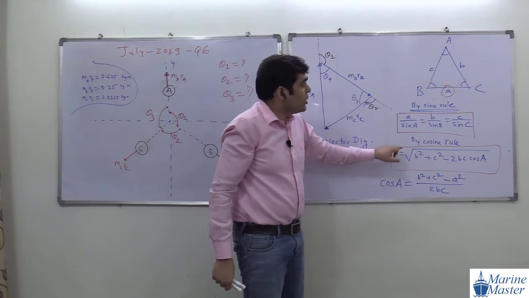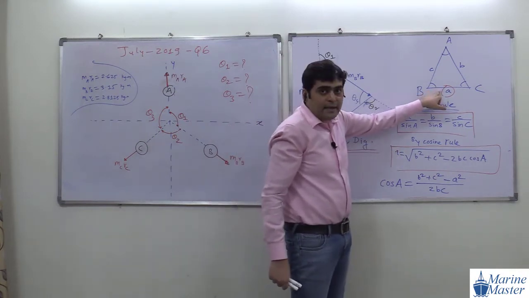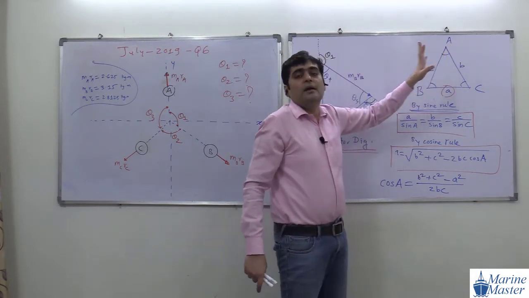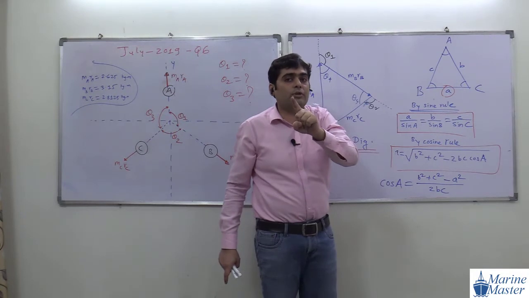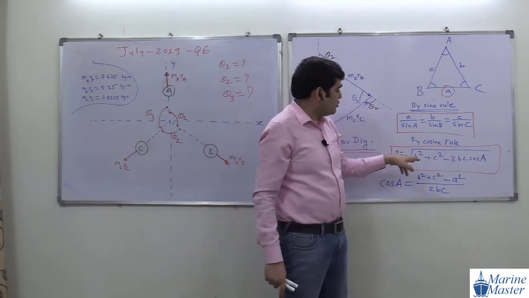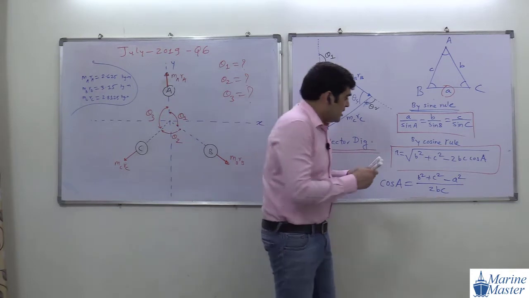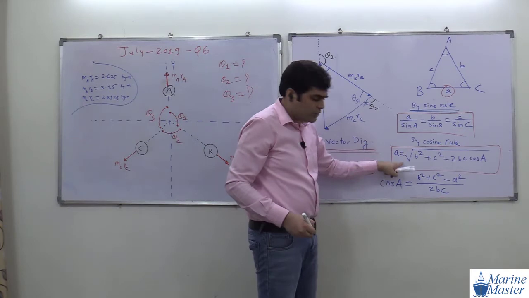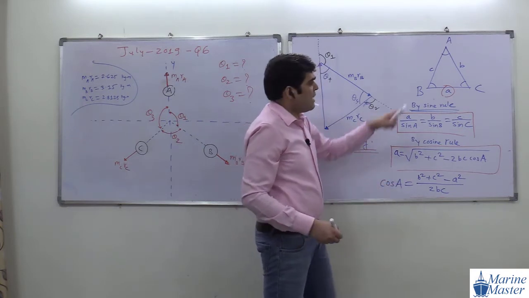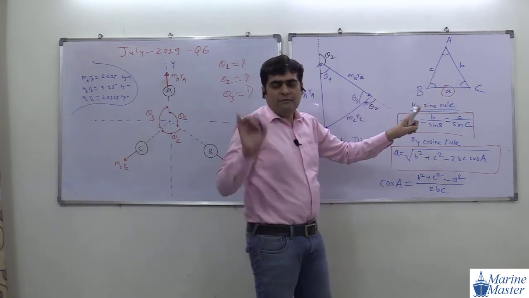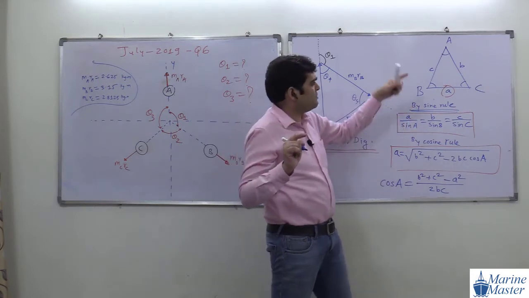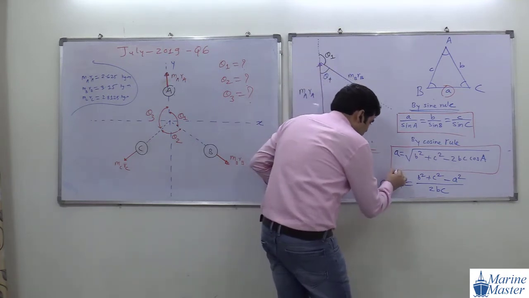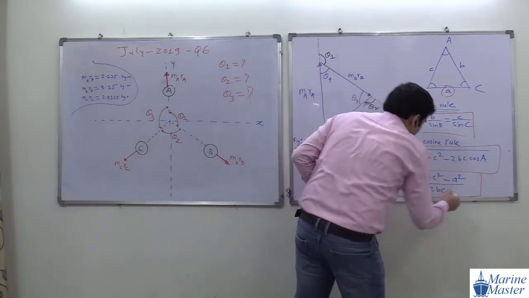When to use this rule? Whenever we want to find side A and we have B and C and the angle A between them, we have to use this cosine rule. The other form of the cosine rule is the same relation transposed. When to use it? When we have all sides A, B, C and want to find the angles. Please write down these two forms of the cosine rule.